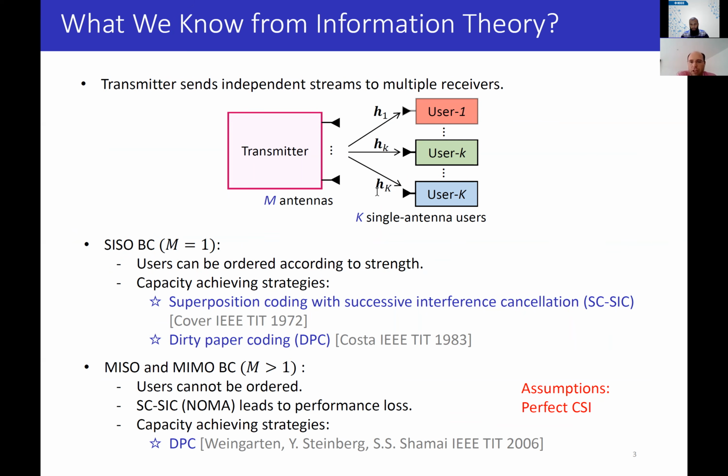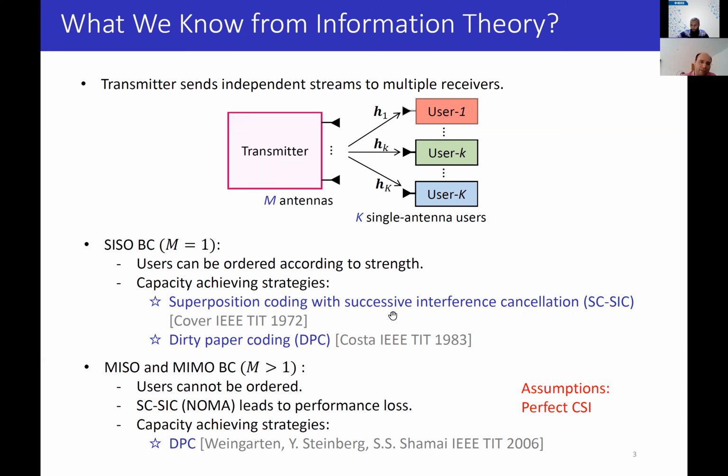And therefore, there are two known capacity achieving strategies when we have Gaussian channels. One is superposition coding with successive interference cancellation, and the other one is dirty paper coding. And so superposition coding with SIC here is something that is known for 50 years and has received quite a bit of attention in 5G and in the academic literature nowadays under the name of non-orthogonal multiple access.